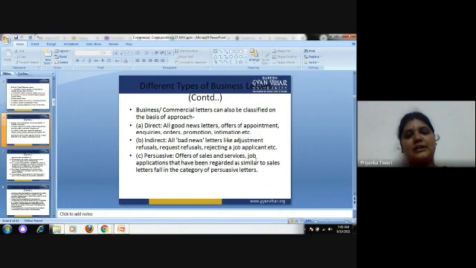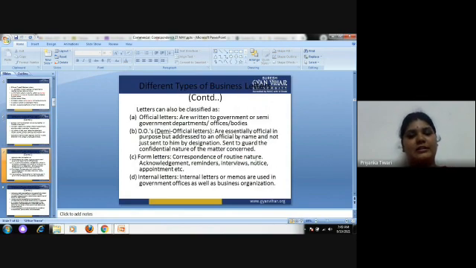Business or commercial letters can also be classified on the basis of approach. Good news letters include offers of appointment, inquiries, orders, promotions, and intimation. There are also direct letters, bad news letters such as requests and refusals, and persuasive letters. The letters can also be classified by different formats.